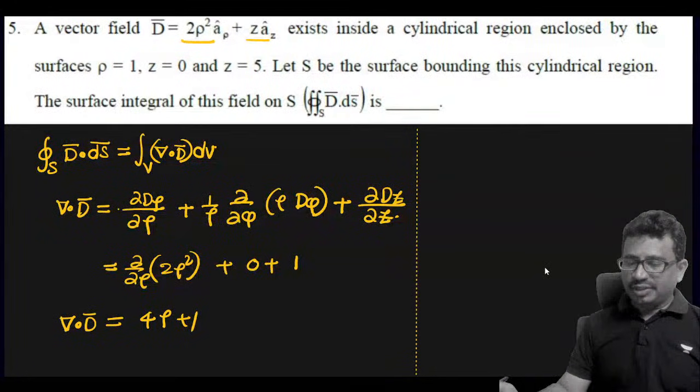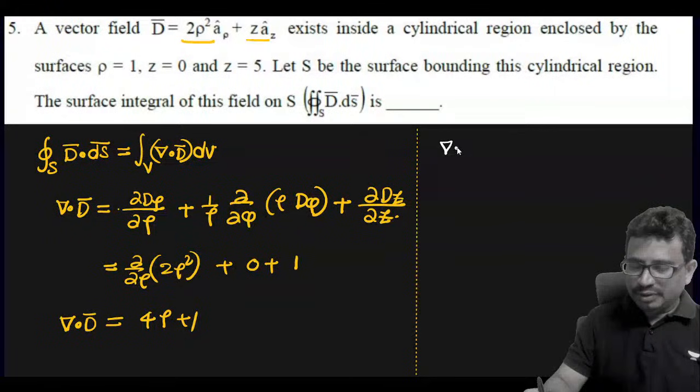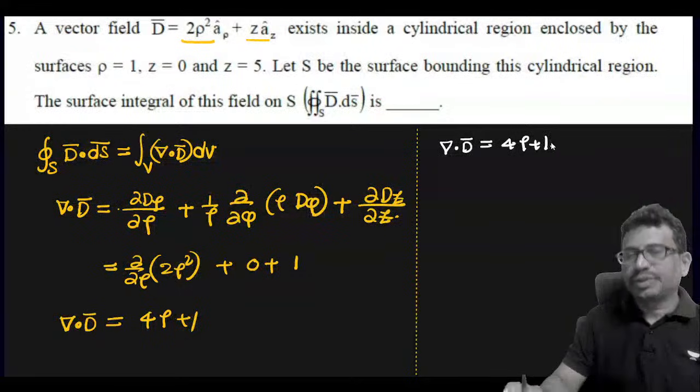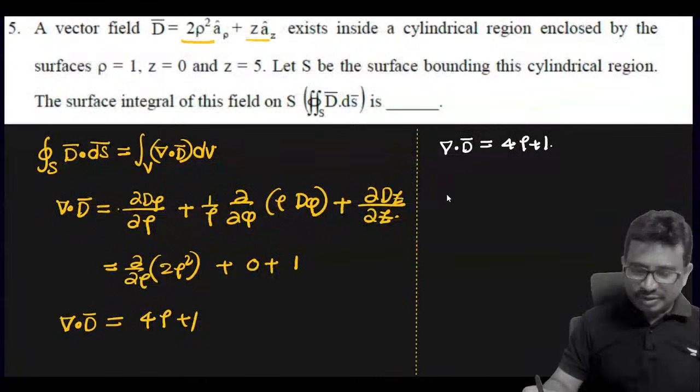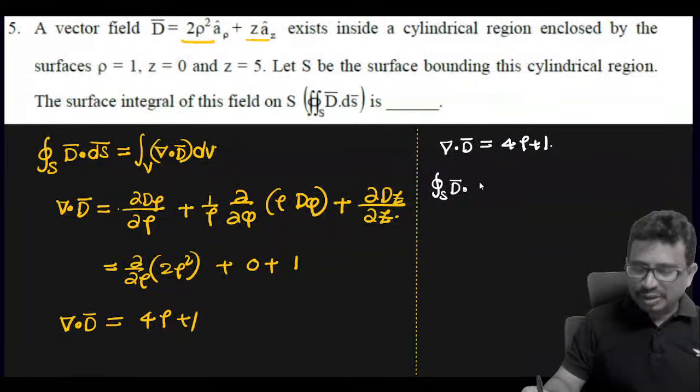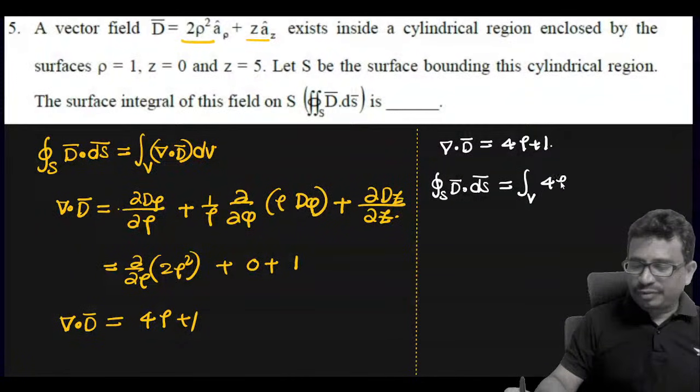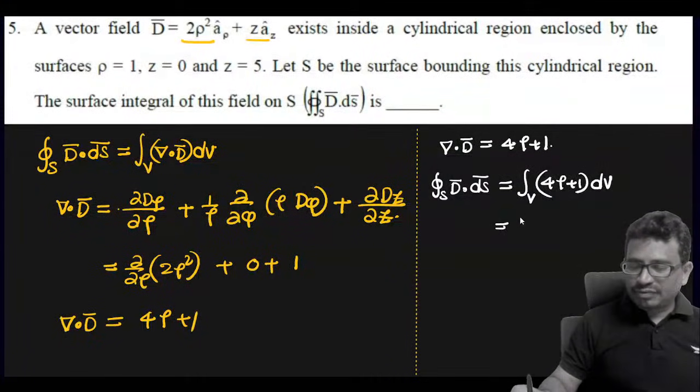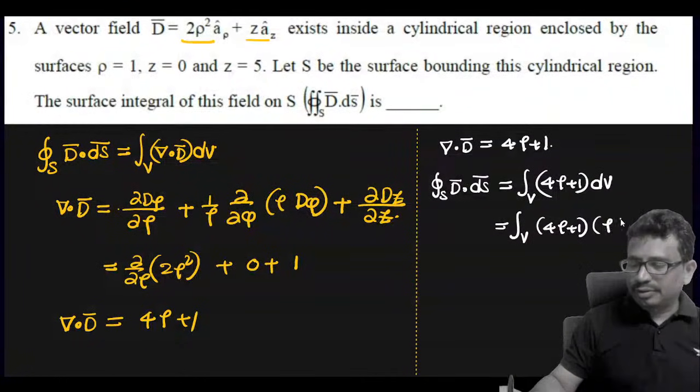Now this is del dot D, which we got as 4 rho plus 1. Now we place this here. So that is the closed surface integral of D bar dot dS, which is equal to the volume integration of (4 rho plus 1) dV. And the differential volume in the cylindrical system is rho d rho d phi dz.